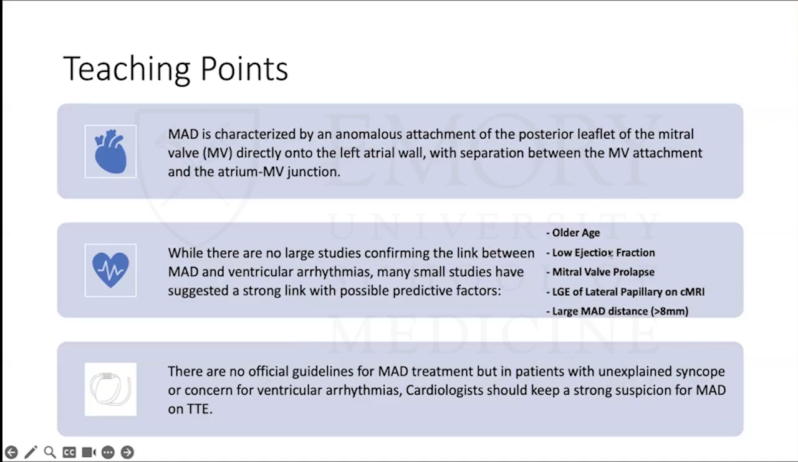Remember that old age, low EF, MVP, and late gadolinium enhancement are things that we already are worried about with ventricular arrhythmias in this patient population, but also this large MAD distance seems to be a pretty strong predictor of both atrial and ventricular arrhythmias moving forward. And then lastly, I talked about a lot of expert consensus statements, but there are no official guidelines, and there are also no randomized controlled trials in treatment. But in patients with unexplained syncope and concern for ventricular arrhythmias, you should keep a strong suspicion for MAD on TTE and consider whether or not someone would deserve an ICD based on high-risk phenotypes with that history.